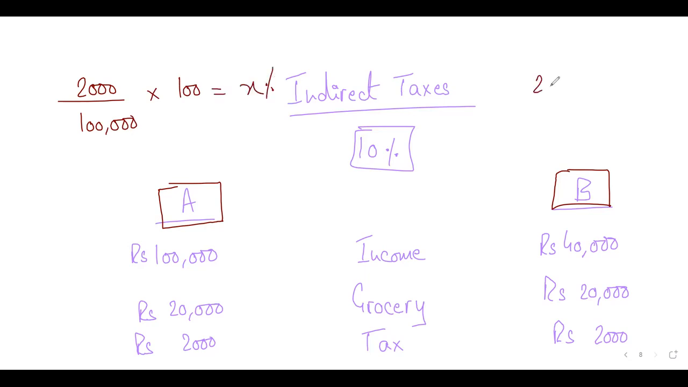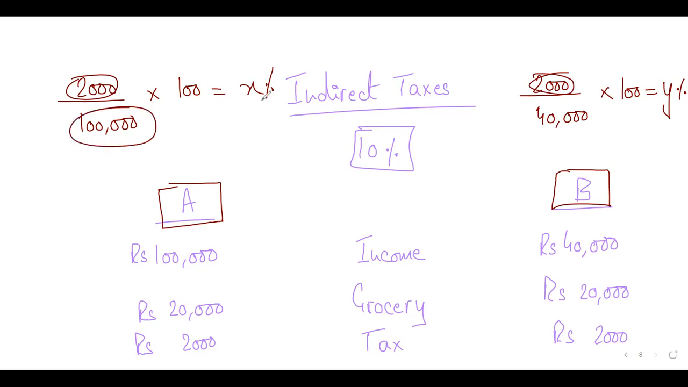And then you do the same thing for B: 2,000 he paid in taxes out of his total income of 40,000, times 100. That will give you Y percent. You can do the calculation. You can tell by yourself that if the numerator has the same value, but the denominator is bigger in this case, the overall value of X will be smaller compared to the value of Y. So that means that the rich person paid a smaller proportion of his income in taxes compared to the poor guy. The rich guy pays a smaller proportion.